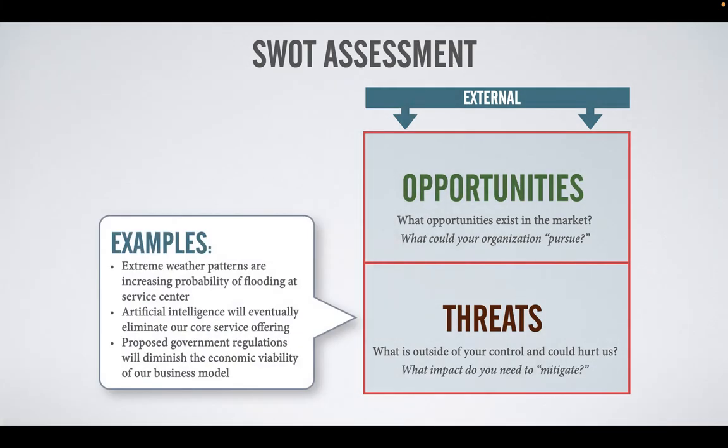Extreme weather patterns are increasing the probability of flooding at a service center. Or artificial intelligence will eventually eliminate our core service offering. Or finally, proposed government regulations will diminish the economic viability of our business model. Again, the key here is that these are things that we can't stop, but we can certainly take steps to mitigate their impact.